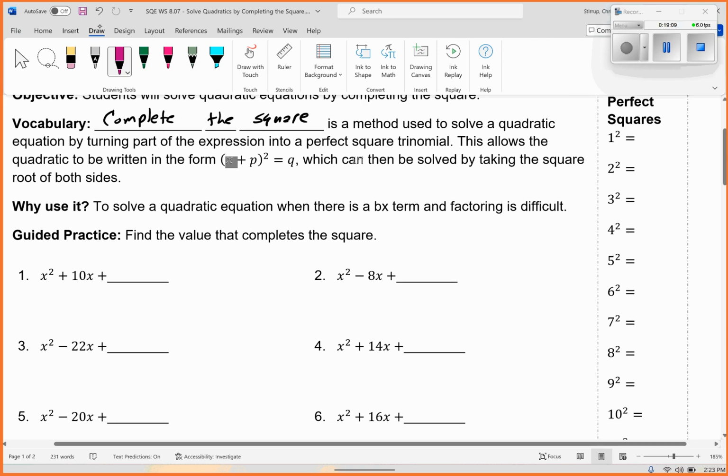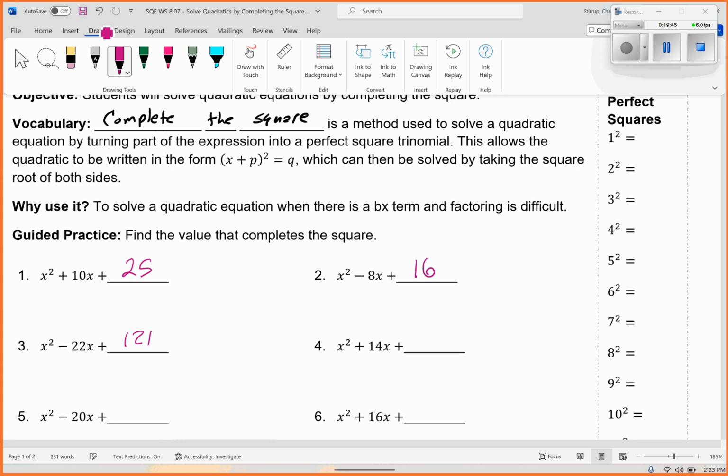Friends, you have this. Ready? Watch how easy this is. Ready? What is half of 10? What's 5 squared? Number 2, what's half of 8? What's 4 squared? Notice I didn't say what's half of negative 8, did I? Because it's always going to be a plus on there. What's half of 22? 11. What's 11 squared? 121. What is half of 7?